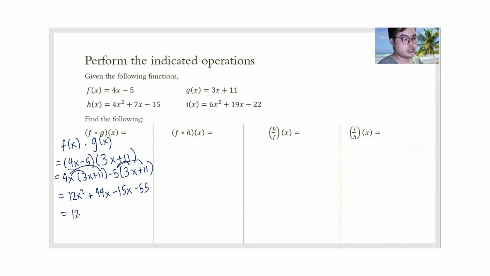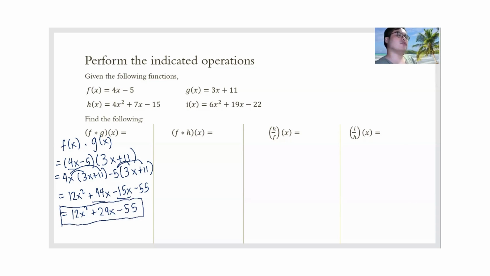So we're going to retain this 12x squared. However, 44x and 15x have the same literal coefficient, which is x. So what we're going to do is combine like terms. 44x minus 15x will be positive 29x. Since negative 55 is the only constant in this solution, we're going to copy negative 55. So this is the final answer of this question.